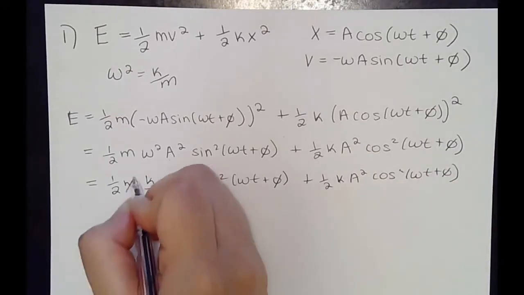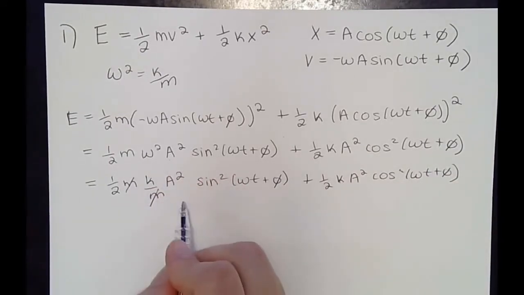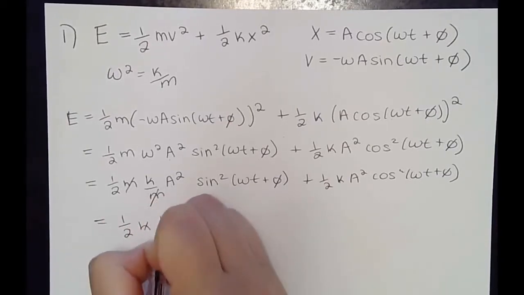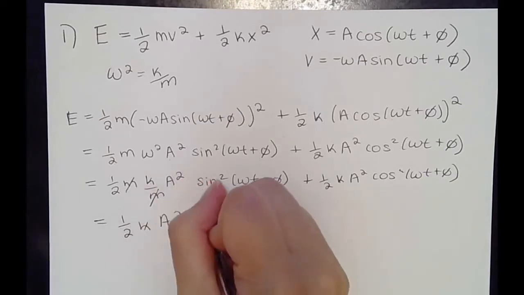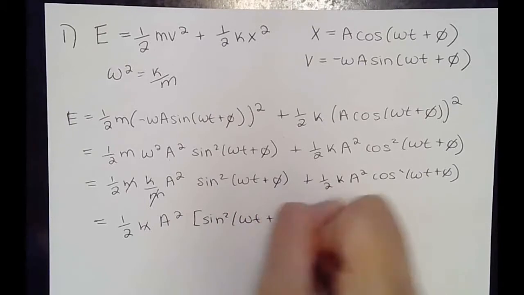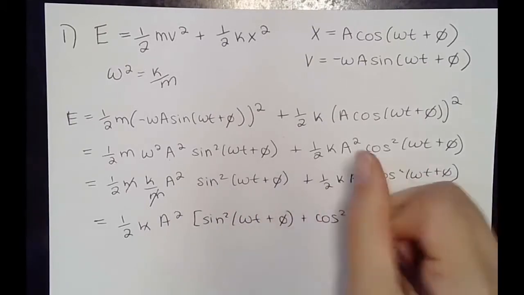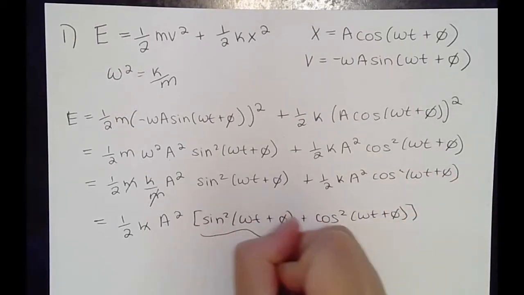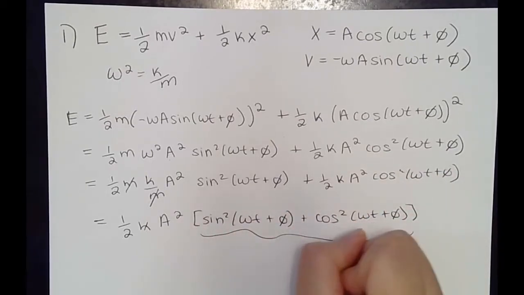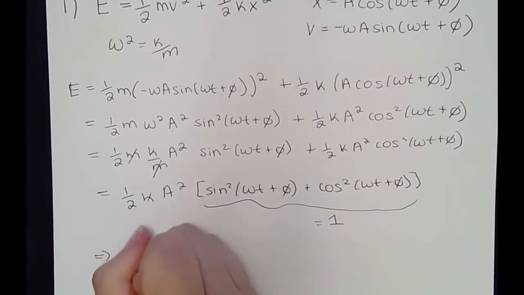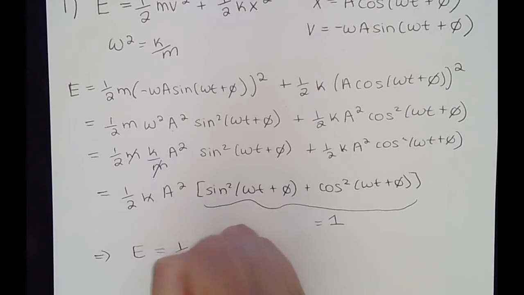This does cancel, so m cancels, and we do have 1/2 ka squared in front. So 1/2 ka squared, and then sine squared omega t plus phi plus cos squared omega t plus phi. And all of that equals 1. So then what we have is that E equals 1/2 ka squared.